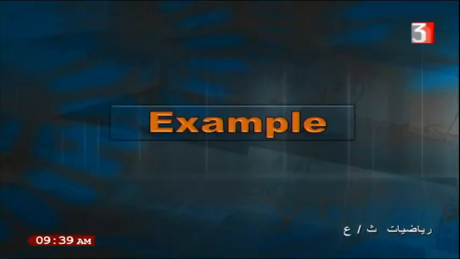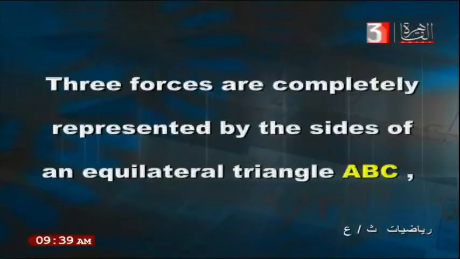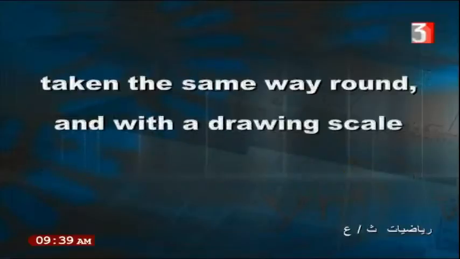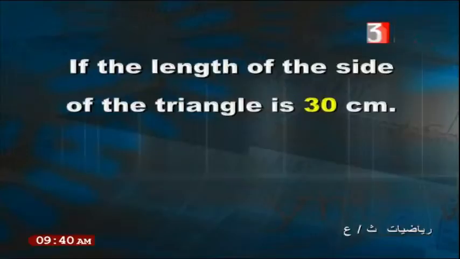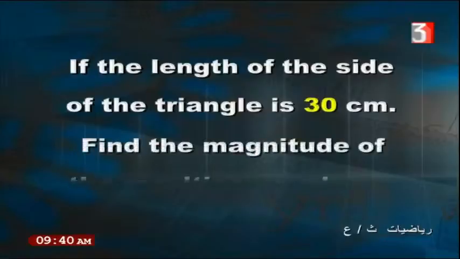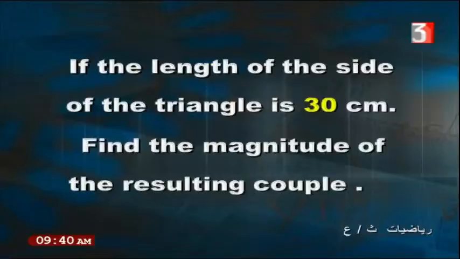Now we are moving to another example. Three forces are completely represented by the sides of equilateral triangle ABC, taken the same way round, with a drawing scale of 1 centimeter to 2 gram weight. Each 1 centimeter represents 2 gram. If the length of the side of the triangle equals 30 centimeter, find the magnitude of the resultant couple.